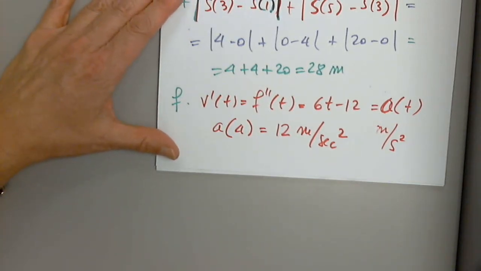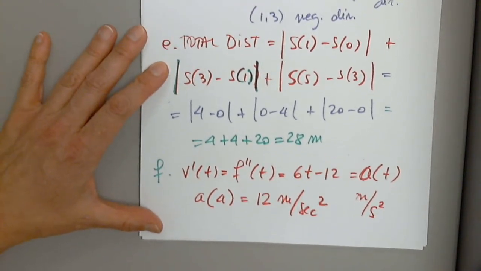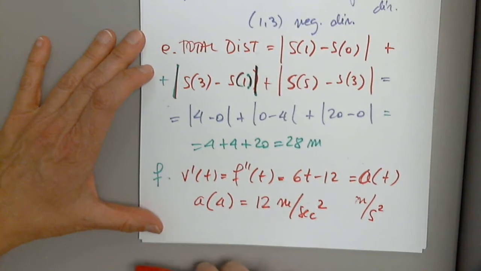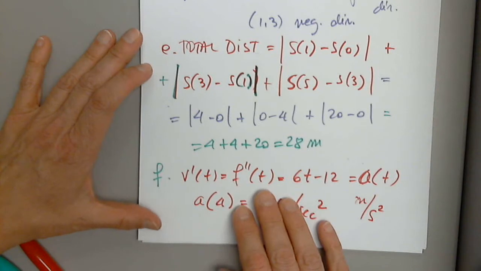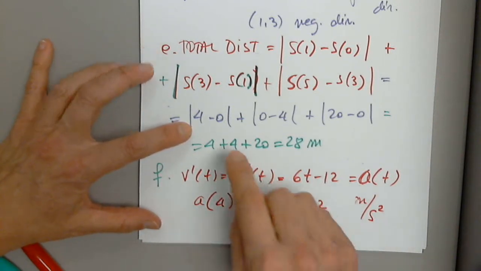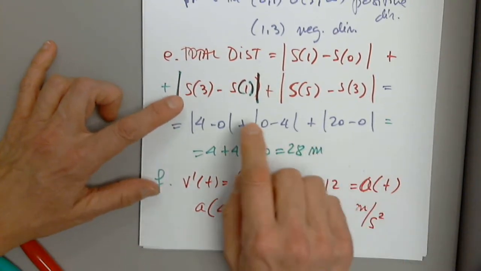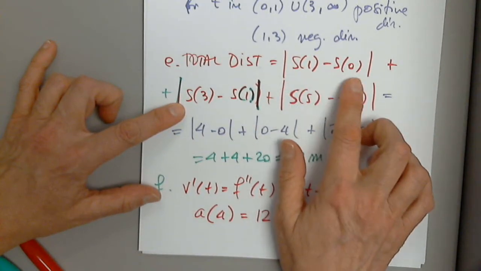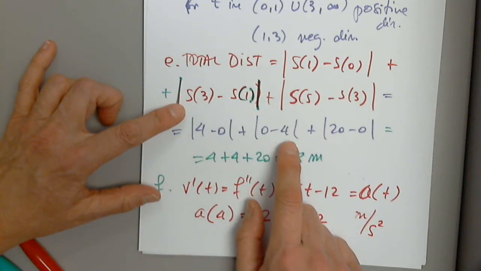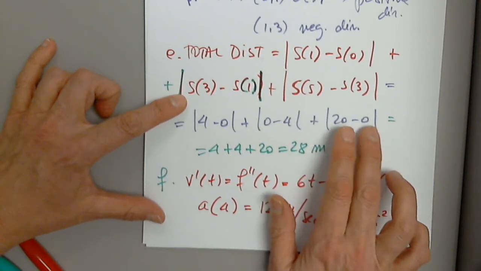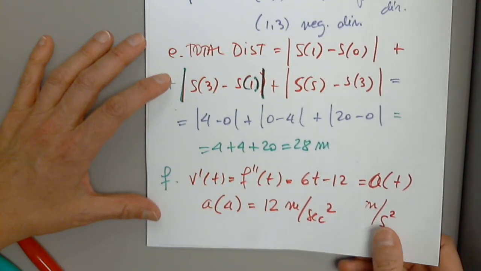Yes, please. Jared? Can you go over part E again? Which part? How you got the values from the calculator. I copied 4, 0, 4, 20. Oh, so it's from the value plugged in. Yeah. I determine S of 1, S of 0, 4 and 0. I determine S of 3, S of 1, 0 and 4. And I determine S of 5 and S of 3, and I put them here. Is that okay? Everyone? Is this okay?